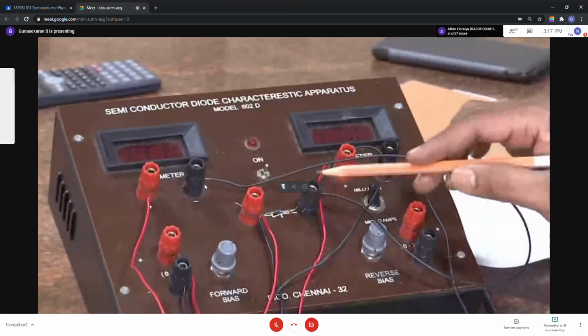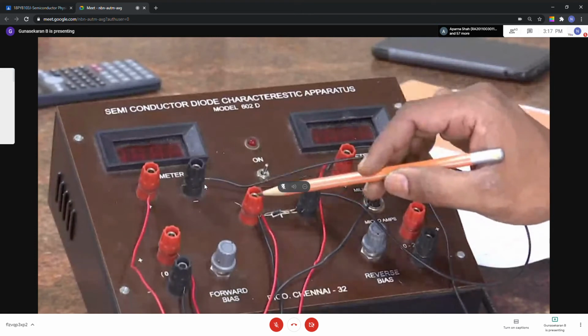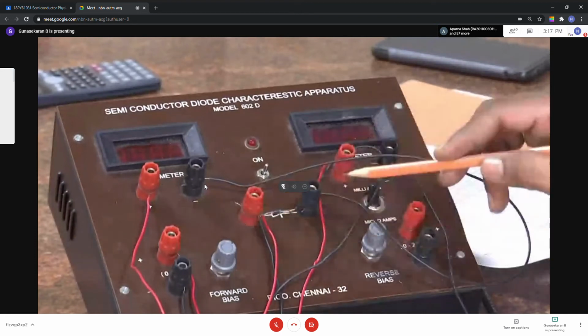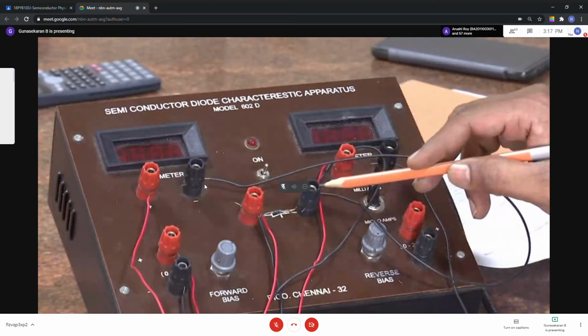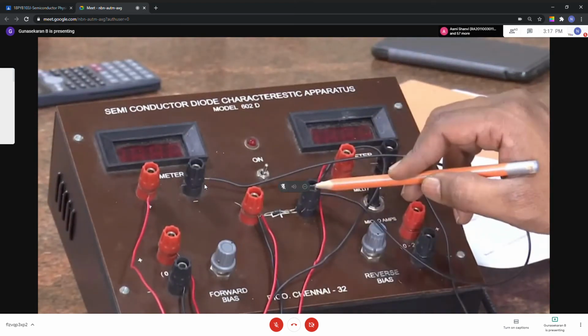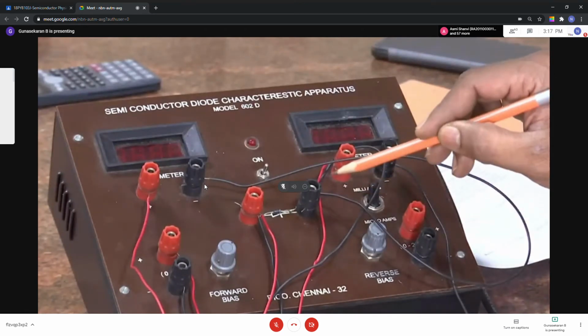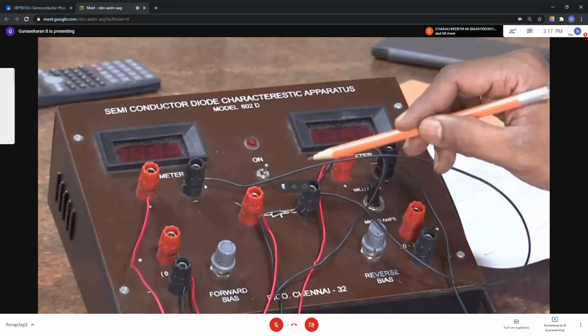the P type, that is the positive terminal, is connected to the positive terminal of the battery, and the N type, that is the negative terminal, is connected to the negative terminal of the battery. That is, P is positive and N is negative, and there is some forward voltage: for germanium it is 0.3 volt and for silicon it is 0.7 volt.